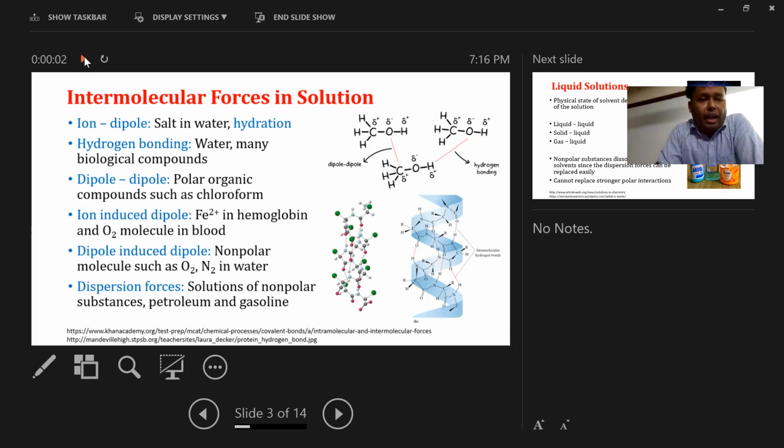Sometimes ion induced dipole, like iron 2 in hemoglobin and the oxygen molecule in blood. Later we'll see some complex compounds and how they form. Later we'll learn about ion induced dipole, then dipole induced dipole. That is a little bit complicated, but non-polar molecules, this molecule or even the hydrogen molecule, what do you think? Should they be polar or non-polar?